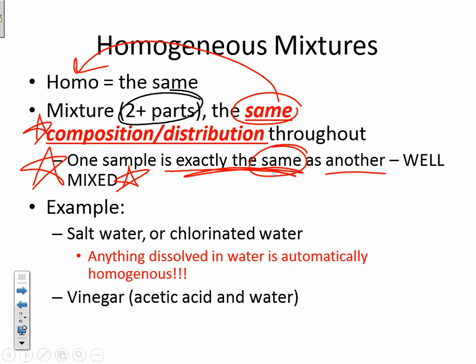An example of homogeneous mixtures. Salt water is a great example of a homogeneous mixture, because if you were to look at a container that has salt water in it, you could not visibly see the difference. You can't point over here and say, well, all the salt's over here and all the water's over here.